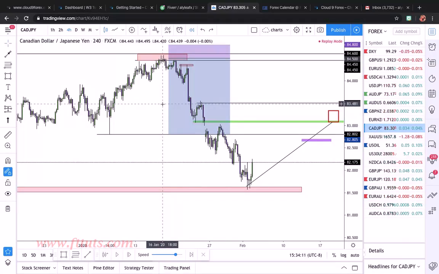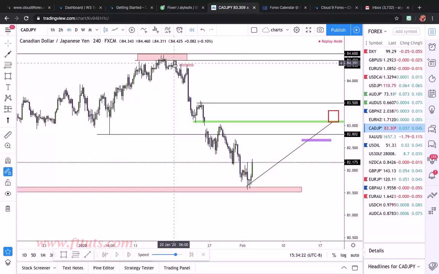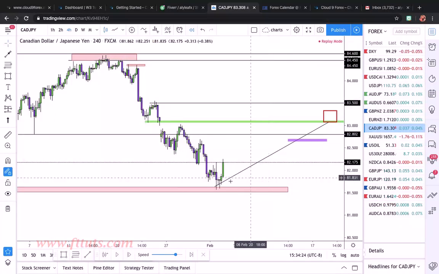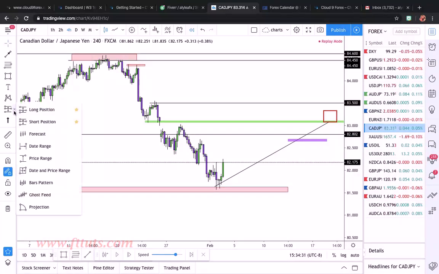So you're just adding multiple positions as it's trending on the 4 hour. That's all you're doing. If you want to just add one position, that's totally fine too. It all depends on the person. So we have support right here. Let's take out our long position.